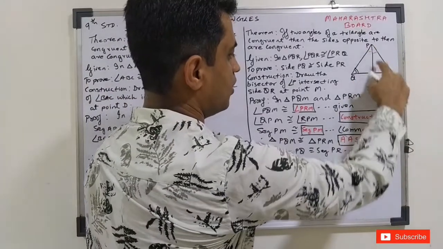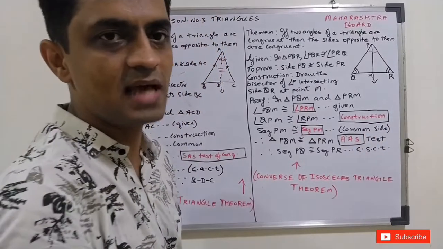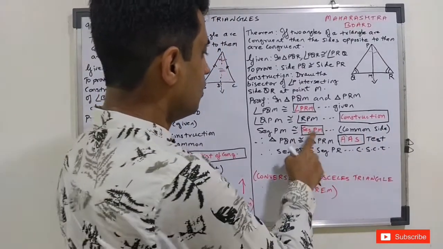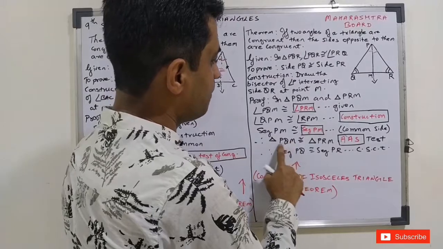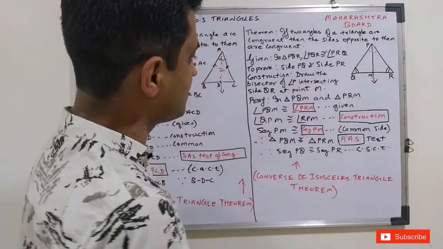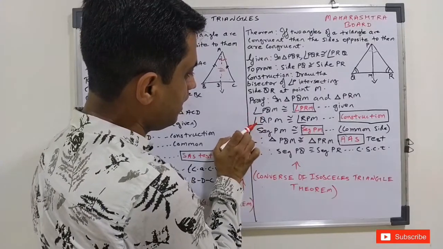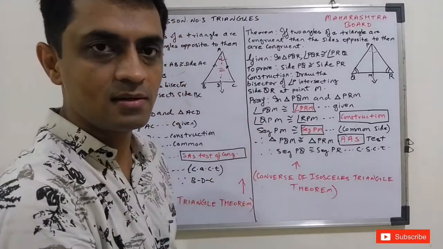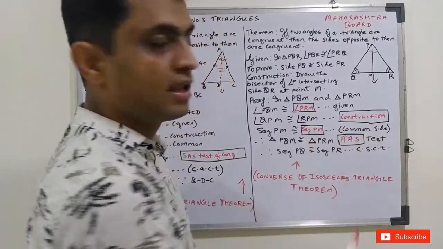And PM is congruent to PM. Why? Common sides. Okay. Then therefore, triangle PQM is congruent to triangle PRM. These two triangles are congruent by which test? AAS test. Okay. So what are the remaining parts?